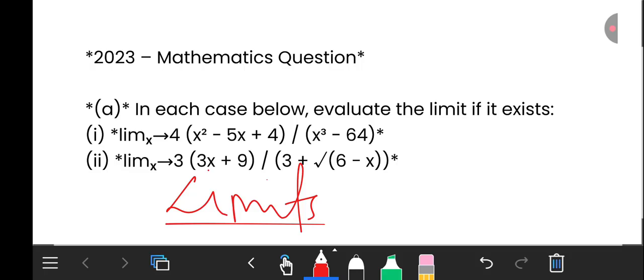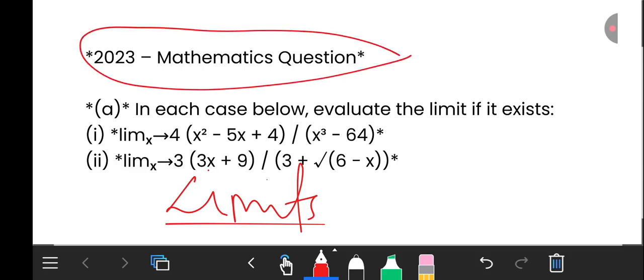So these are the questions which were asked in Math 1120, that is the 2023 exam for last year. The first question was, in each case below, evaluate the limit if it exists.